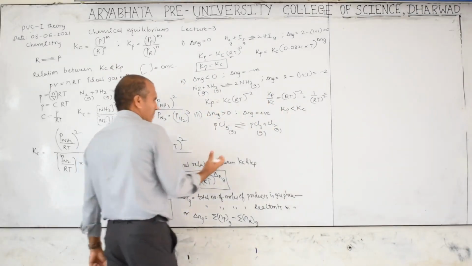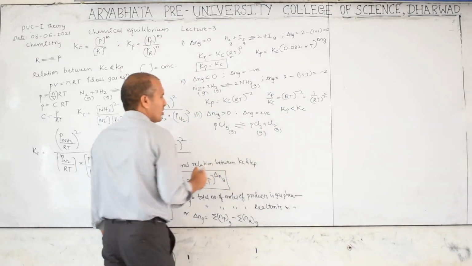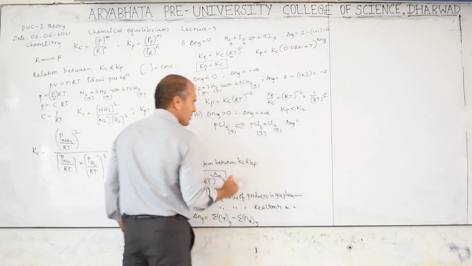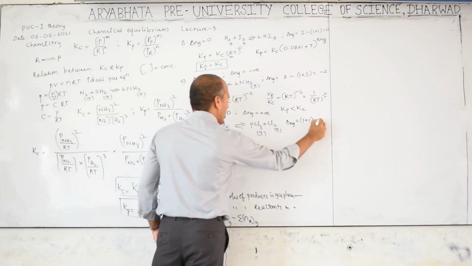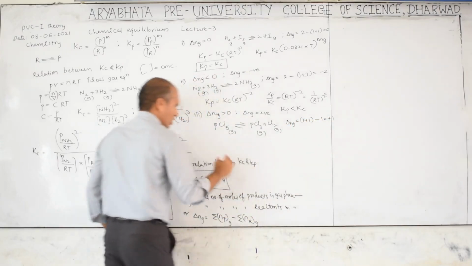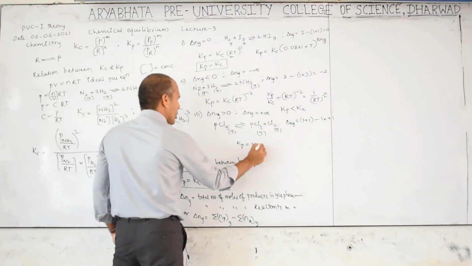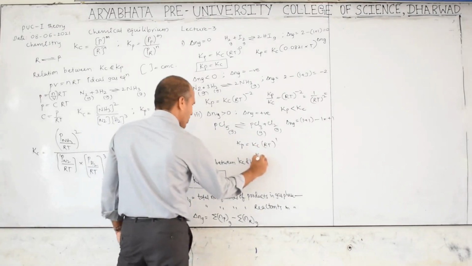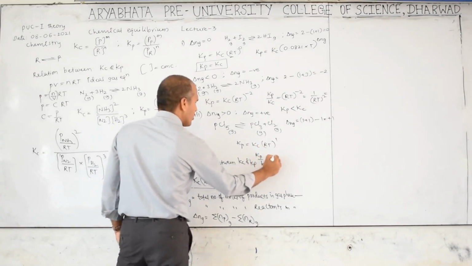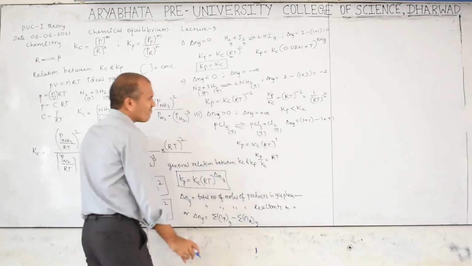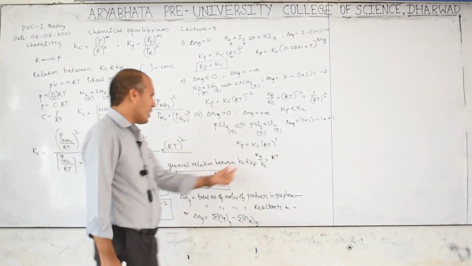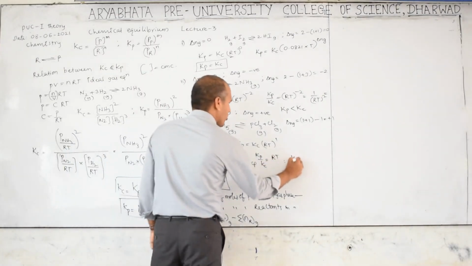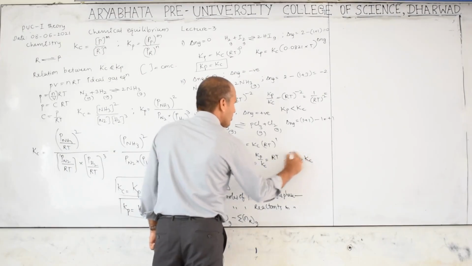Now PCl5 gives PCl3 plus Cl2. In this case we can write delta Ng for gas as 1 plus 1 minus 1, that equals plus 1. So in this case Kp is equal to Kc (RT) power 1. Then Kp by Kc is equal to RT. To get a positive value, which should be greater? Kp should be greater. Therefore Kp is greater than Kc.